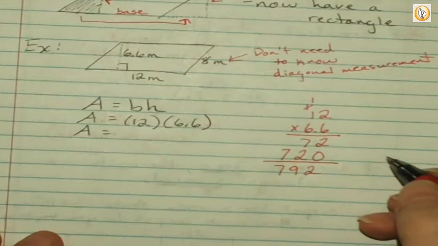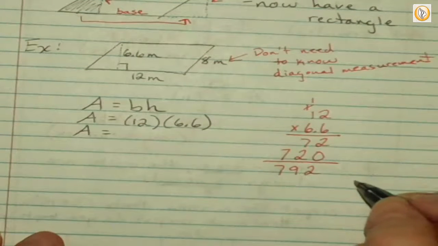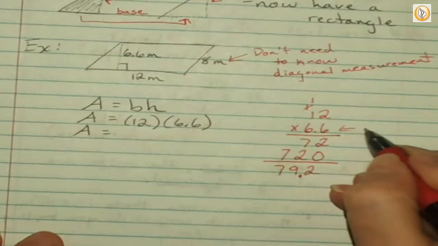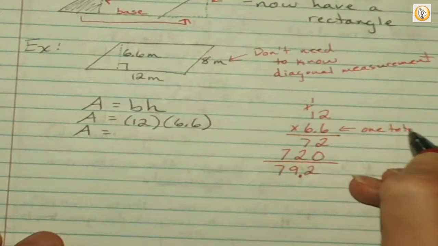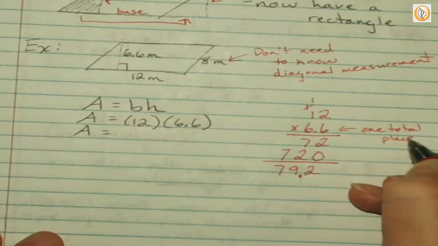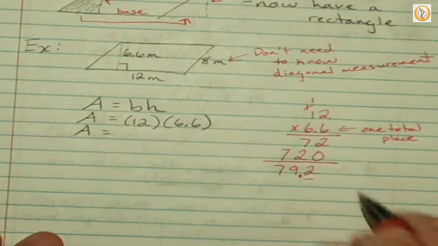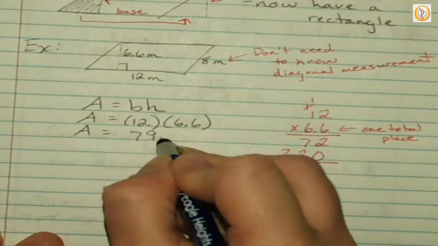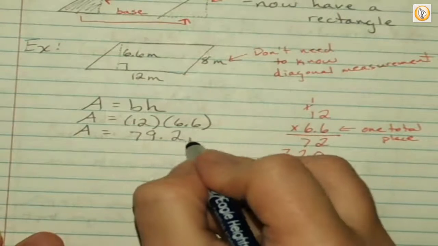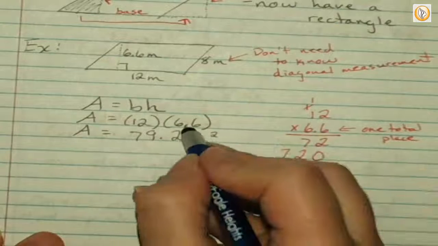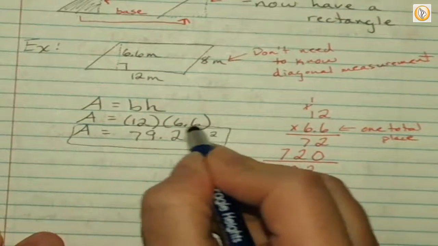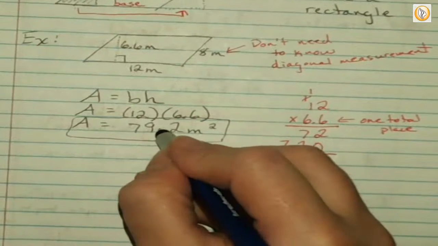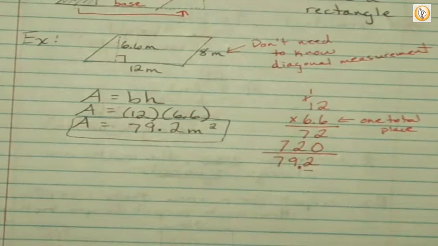Where do I put my decimal? Right behind the 9 in front of the 2. That's right. Because there's one total place in the problem, so then there's one total place here. So then my answer is 79.2 meters squared. Don't forget that meter squared. Any question?